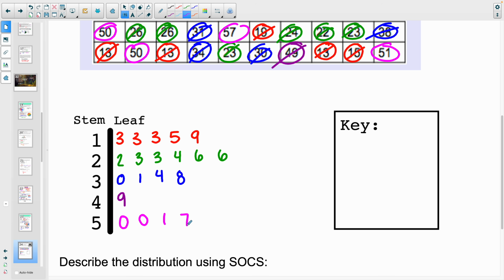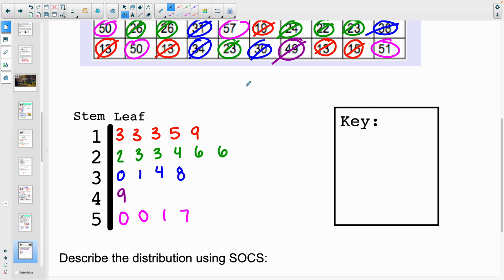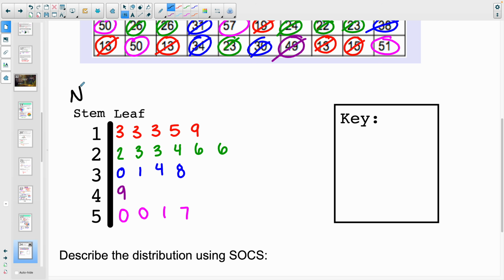Okay? Now, the most important things of this, and I kind of skipped this step, so I apologize for that. But the most important thing is that you need to make a well-labeled one, it says, right? So, this tells us number of shoes as our title. Okay, and it's already labeled stem and leaf for us, so that's good. Now this piece over here, the key. The key is super important. If you don't have a key, you're going to lose a lot of points because we don't know how to read a stem plot without a key.